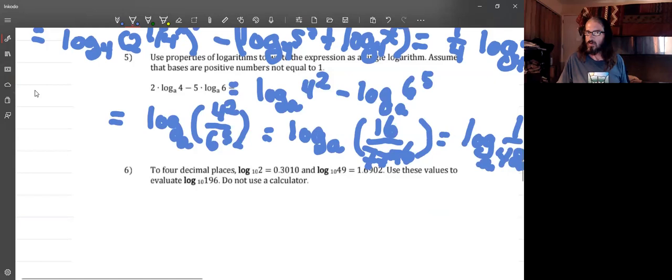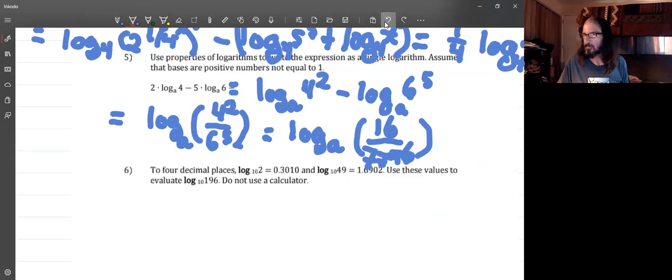And for this last one, without using a calculator, if the log of 2 in base 10 is 0.3010, and the log of 49 in base 10 is 1.6902. Let me do a little erasing so I can read that for sure. Yep, 1.6902. Then evaluate log of 196 in base 10.